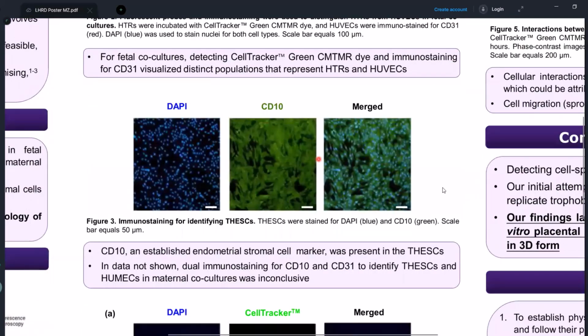When examining our maternal co-cultures, our dual immune stain for CD10 and CD31 to identify T-HESCs and HUMECs was inconclusive. However, this figure shows that CD10 was sufficiently present in T-HESCs, reaffirming their endometrial stroma origin.